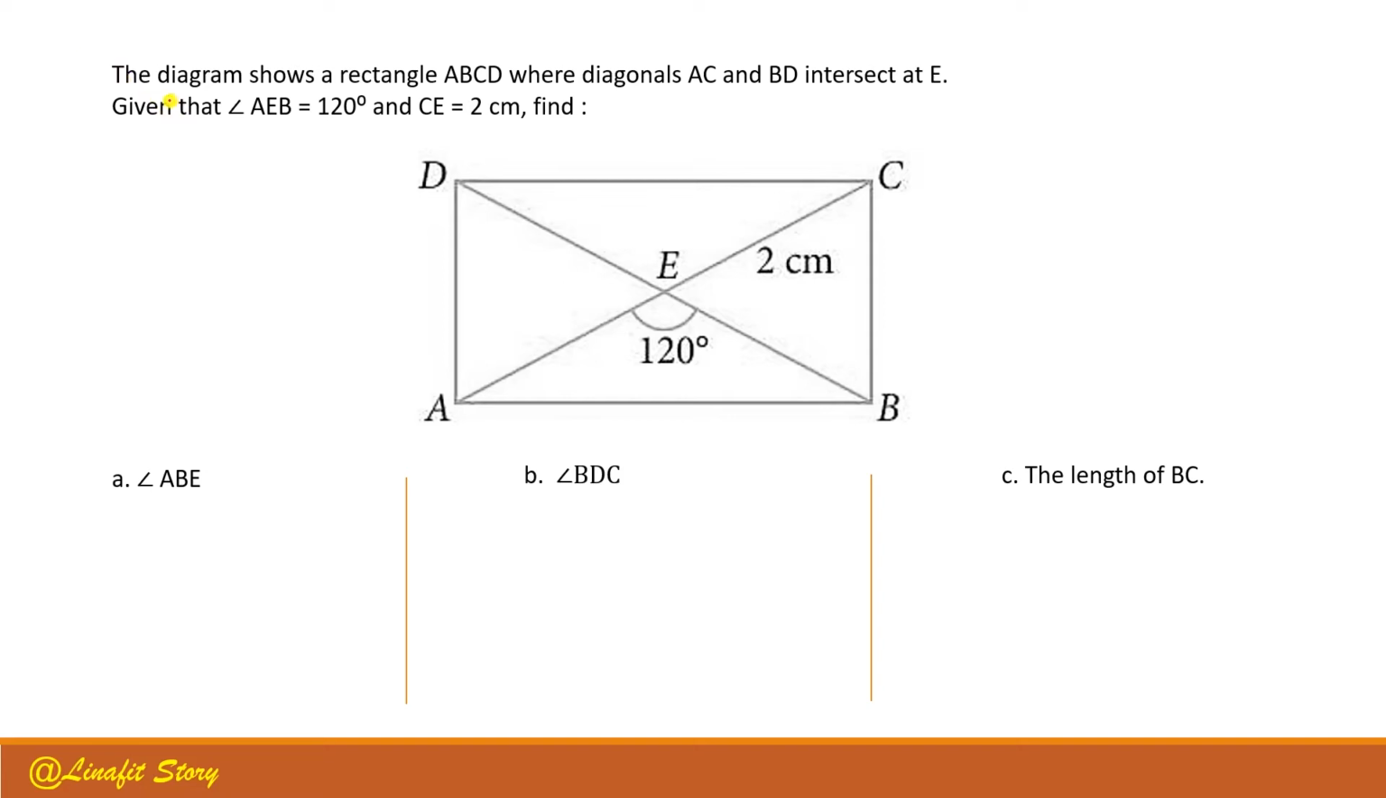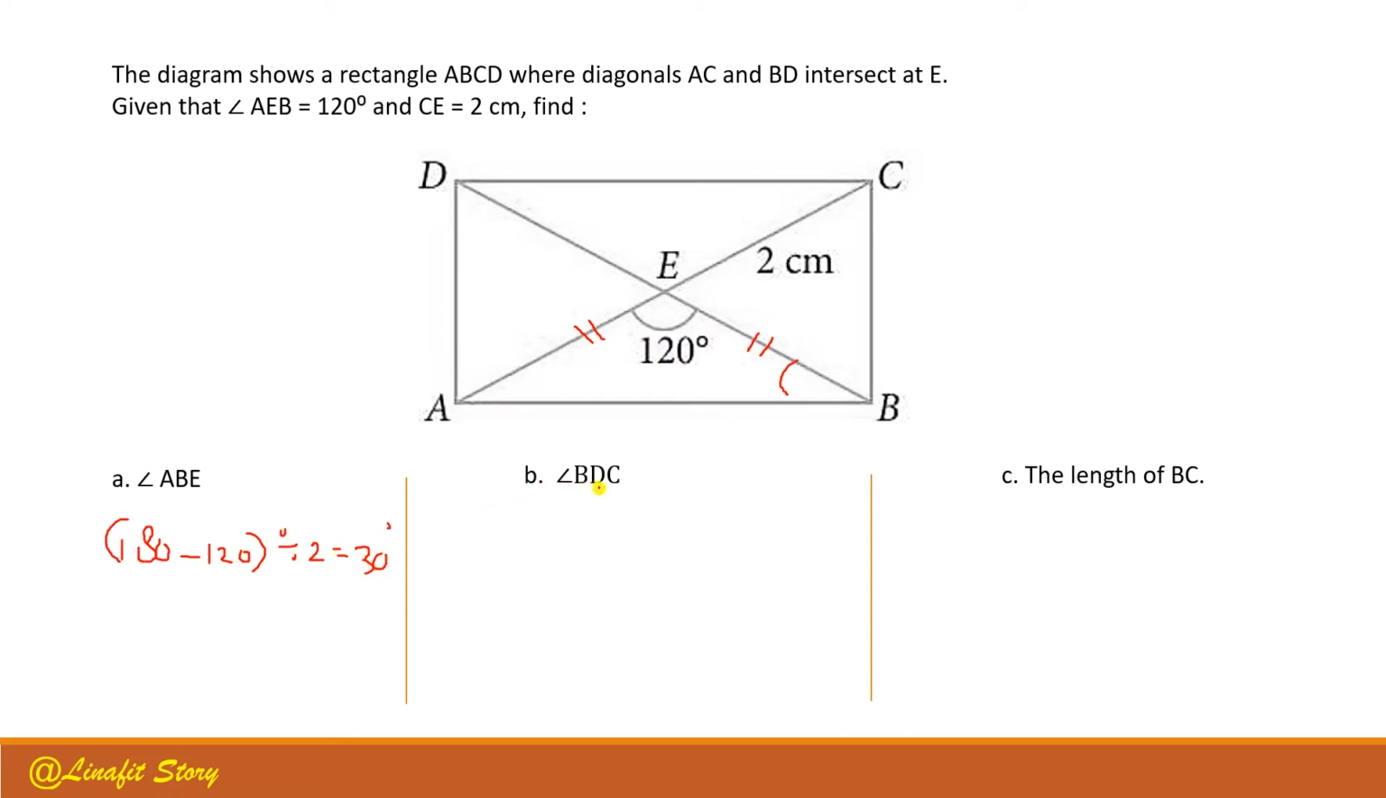So to solve question A here, the diagonals are AC and BD. The diagonals of the rectangle bisect each other. For that, AEB is an isosceles triangle. So to get ABE, it is equal to 180 minus 120, divided by 2, which is equal to 30 degrees.